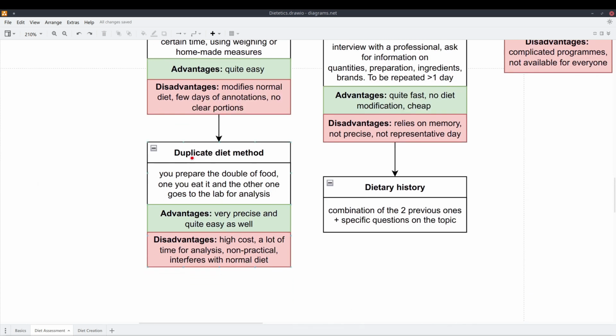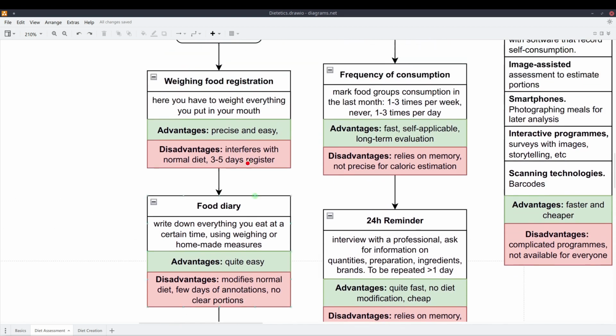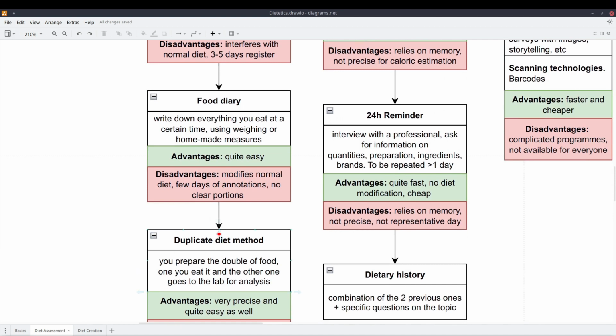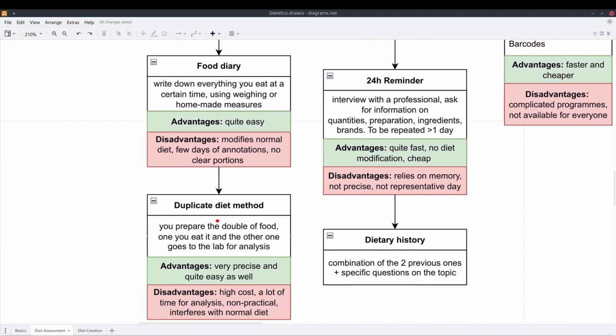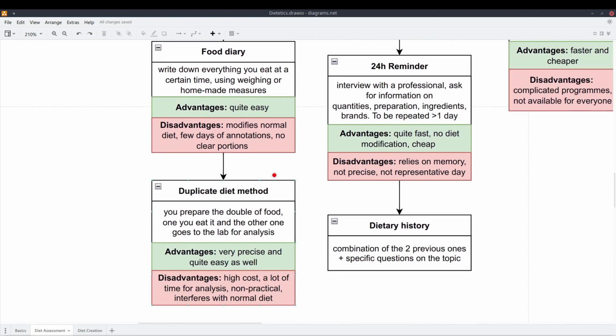And then we have the duplicate diet method. Here you prepare double the food you eat. You eat one and the other one goes to the lab for the analysis. This is very precise and quite easy as well. And the disadvantages are the high cost and a lot of time for the analysis. It can take up to 5 days. It is non-practical and interferes with the normal diet. That's because in these two, we don't do the analysis, we use the food composition tables. Whereas here, we do the analysis of all the foods.